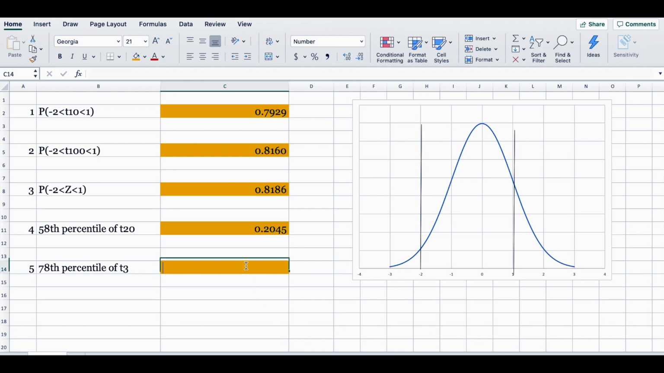Question number 5 is very similar to question number 4. So here again, we're going to make use of the T.INV function. First argument is asking for a probability. We're going to put 0.78. Degree of freedom is 3. So the 78th percentile of the t distribution with 3 degrees of freedom is 0.8879.